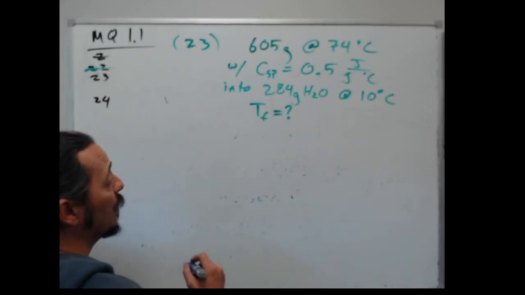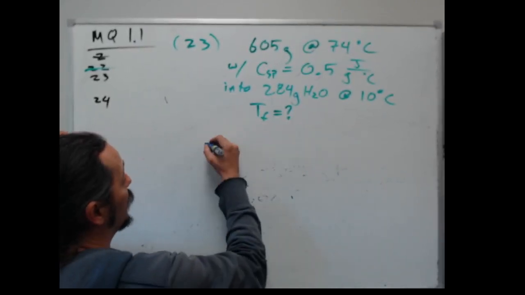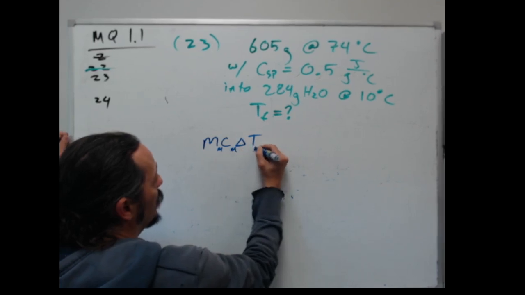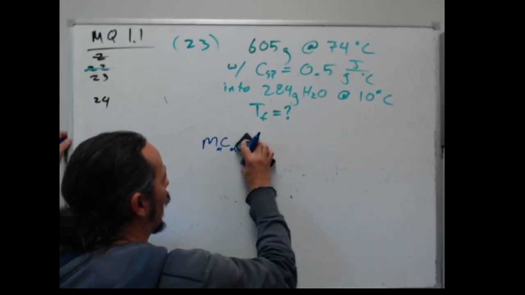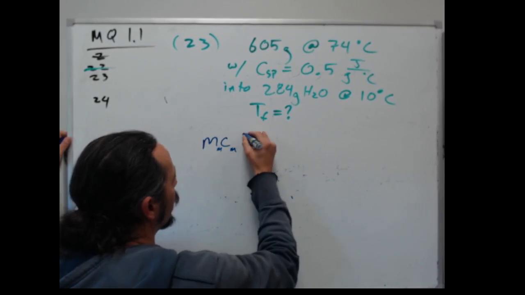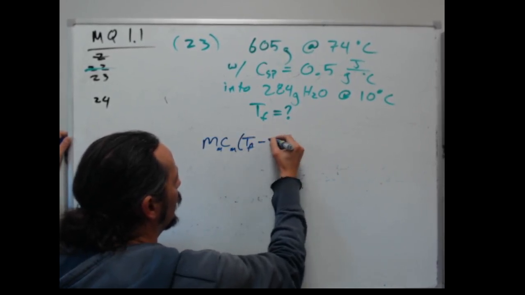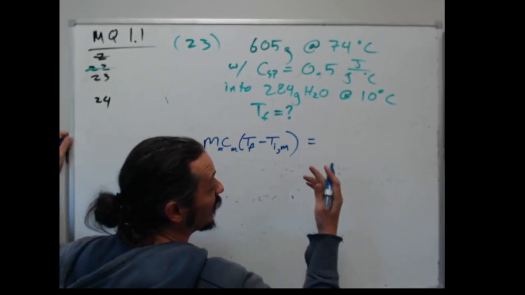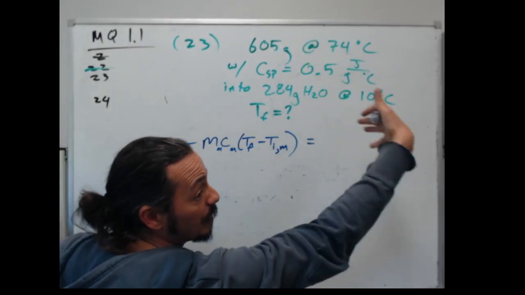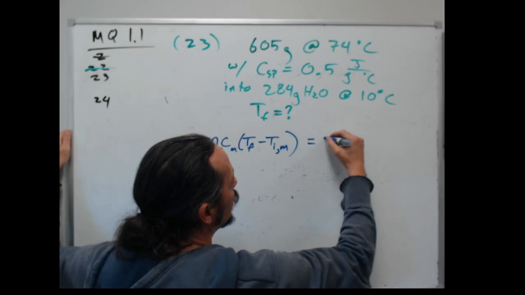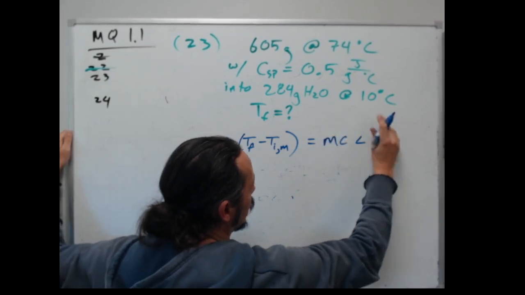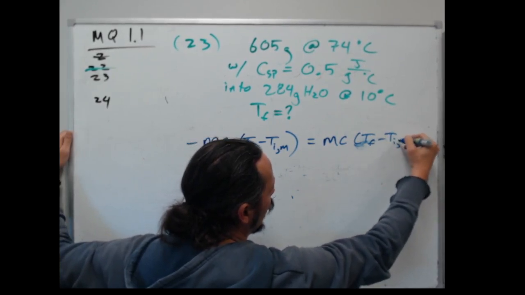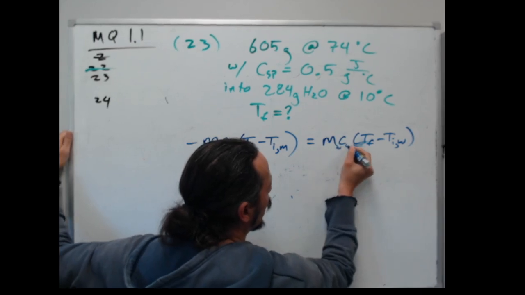I'm going to skip a little bit of the work and do MC delta T of the metal. Actually, I'm going to write this out as T final minus T initial of the metal is equal to, we'll make that side negative because the metal is the hot system, so it's going to be the one losing energy, is equal to MC, again I'll write out the delta T, T final minus T initial of the water.